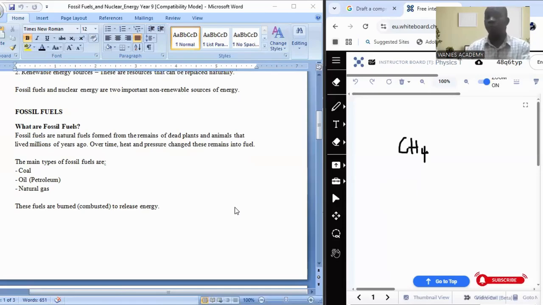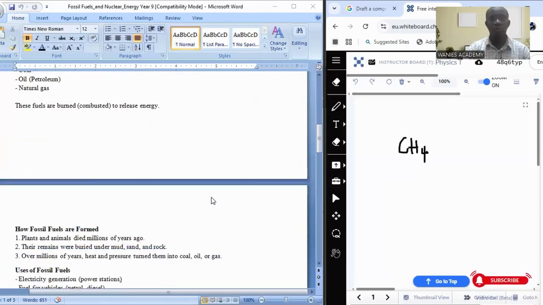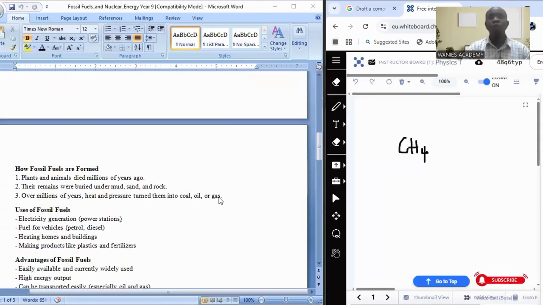They need to be burned before energy inherent in them can be released. So they have to be burned. It's very important for them to be burned. So how are fossil fuels formed? That is the next subdivision.